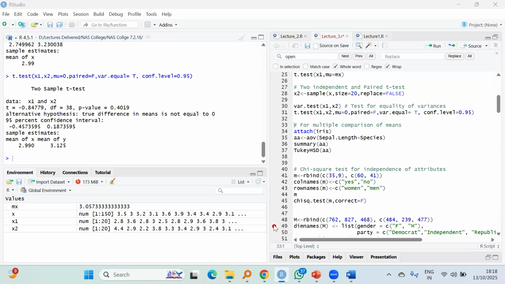Conclusion, what will it be? Tell me. Let me know the conclusion. Mean of both samples is same.